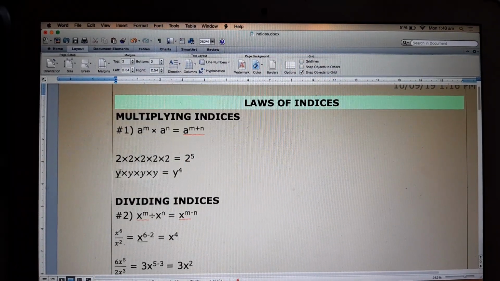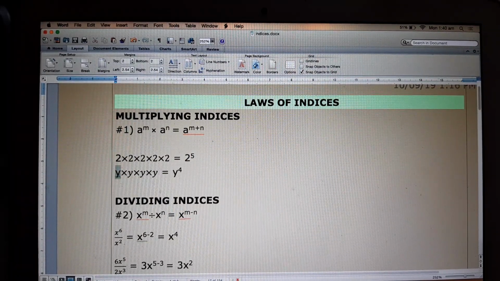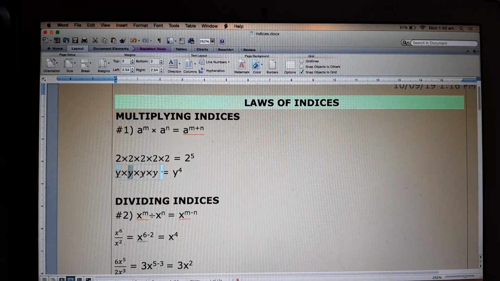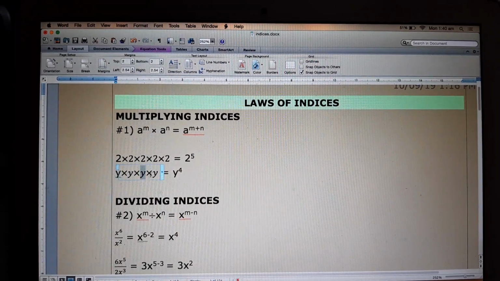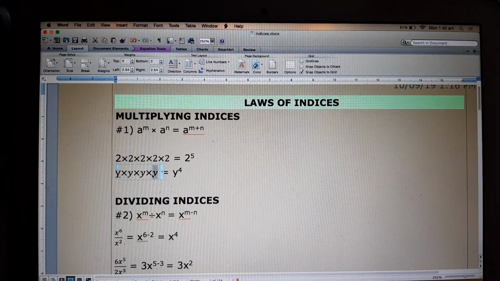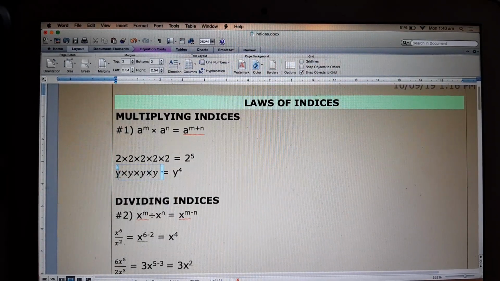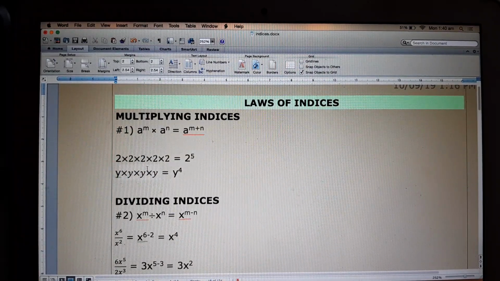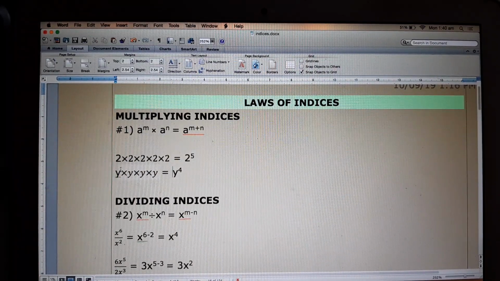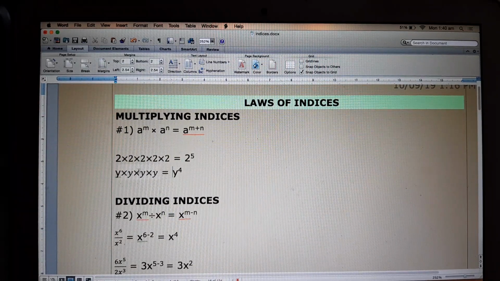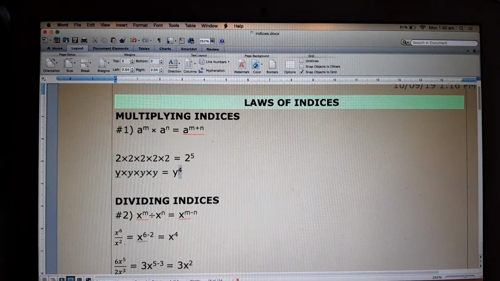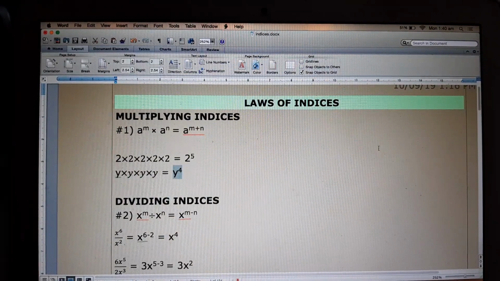In the second case, we have the base y, again base y, base y, base y, and if you observe, they are being multiplied. So the power in this case of each y is 1, 1, 1, 1. So when bases are the same and they are being multiplied, add the powers. y raised to the power 4.